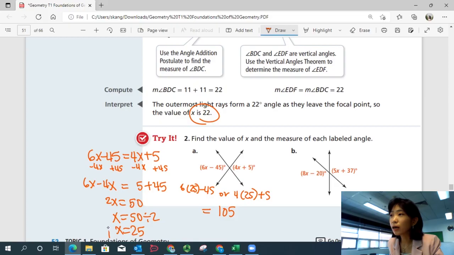So first of all, your x is 25 is your answer, and then the angle. Angle is 105 degrees. Is your next answer. What about part B? What is your x?